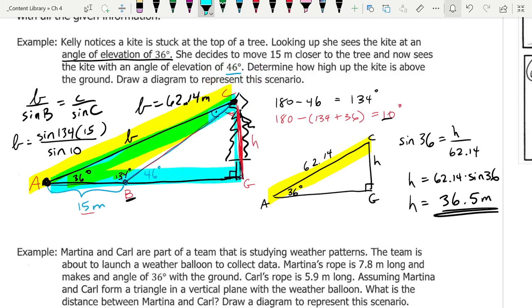Is that the only way to do that problem? Nope. Feel free to try it again if you want and see if you get the same answer. Hang on, I'm trying to make that go away. I could have found the side from B to C and then used the 46 in my SOHCAHTOA. That would have worked. It should get you the same answer. Do I care which way you do it? Nope. As long as it makes sense and you do it right. Question?